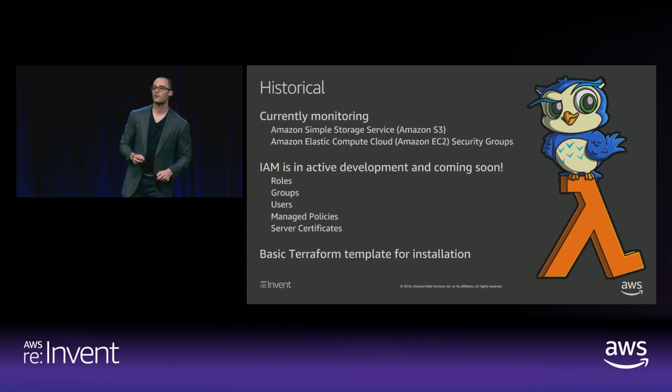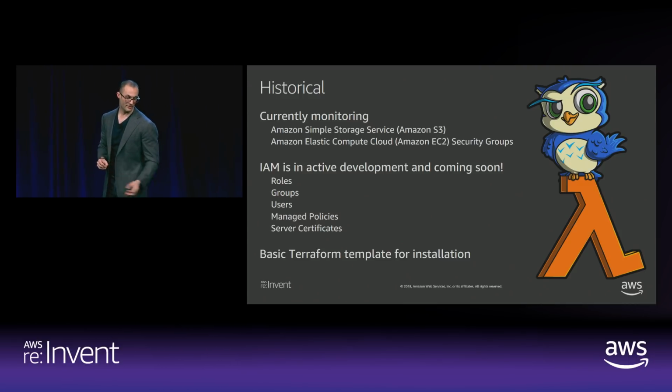Today, Historical is currently monitoring EC2 security groups and S3 buckets. I'm actively working on a feature that I hope to get completed by the end of this year that will provide IAM capabilities, so we'll have support for roles, groups, users, managed policies, and server certificates. I also included a basic Terraform template that you can use to install Historical in your own environment.